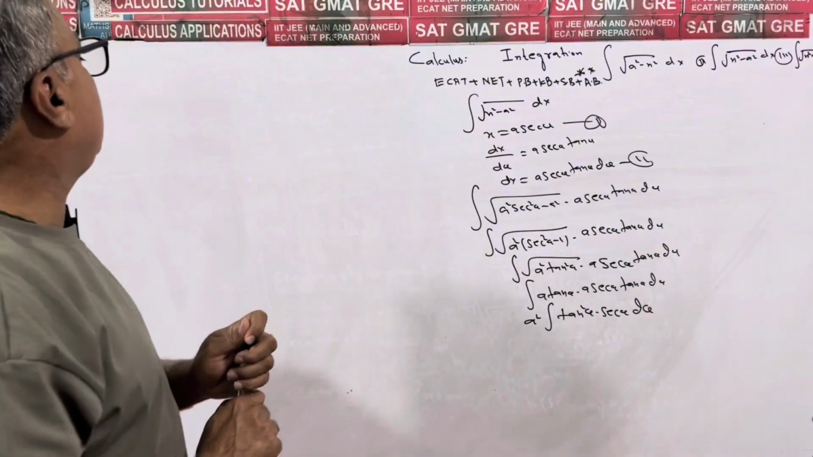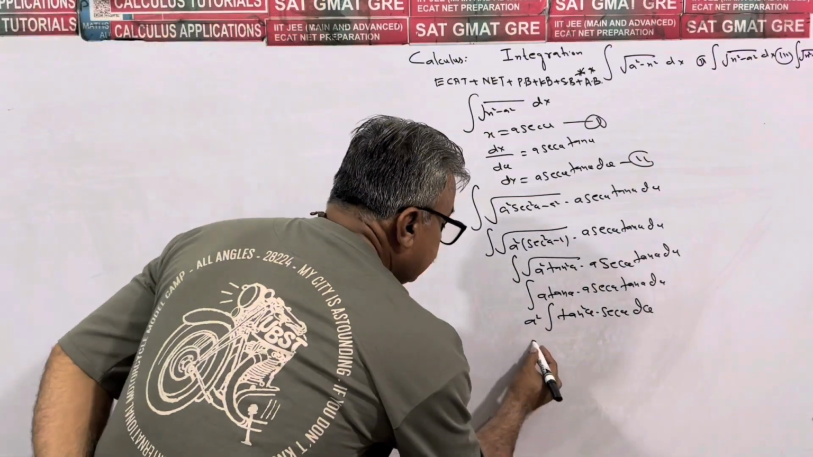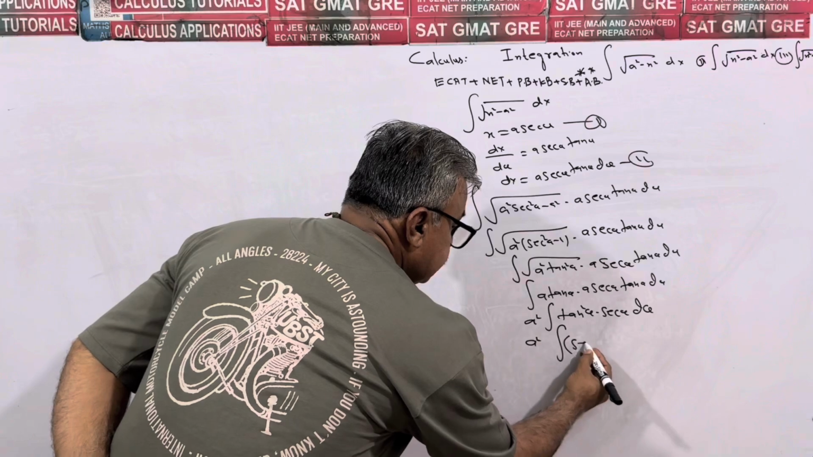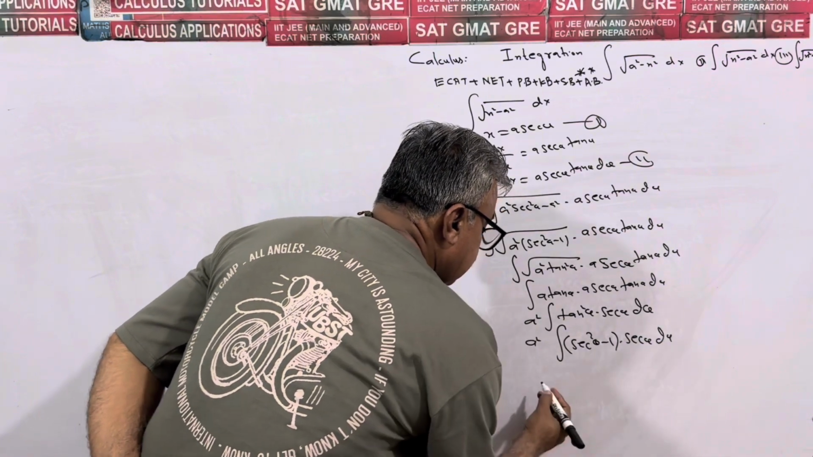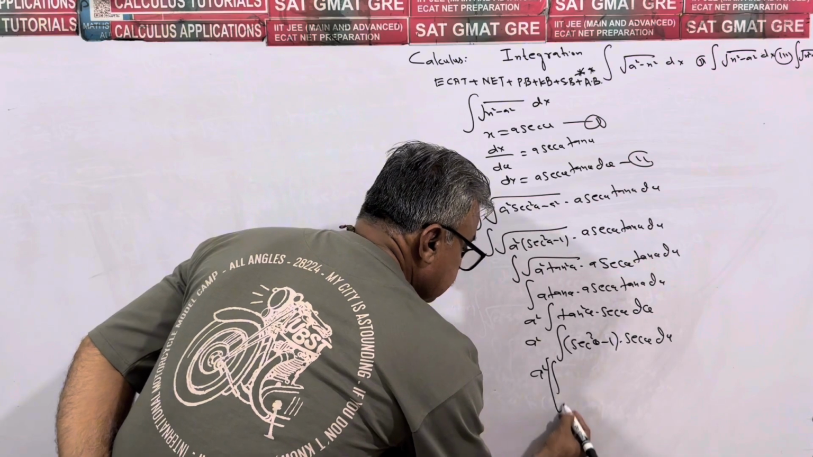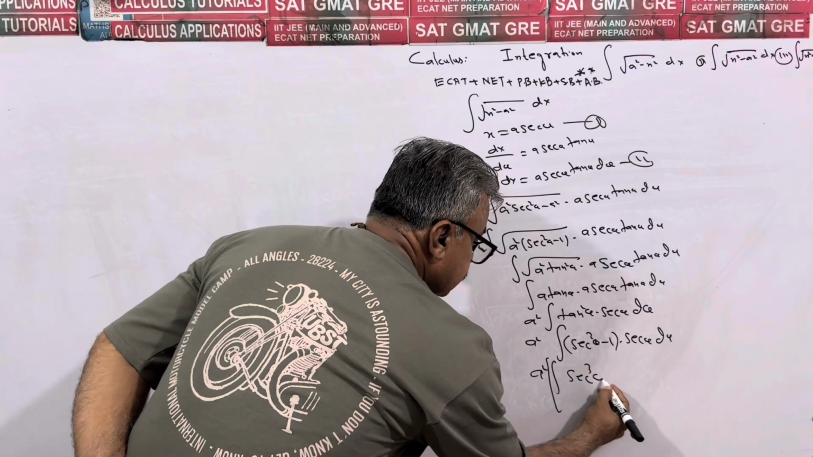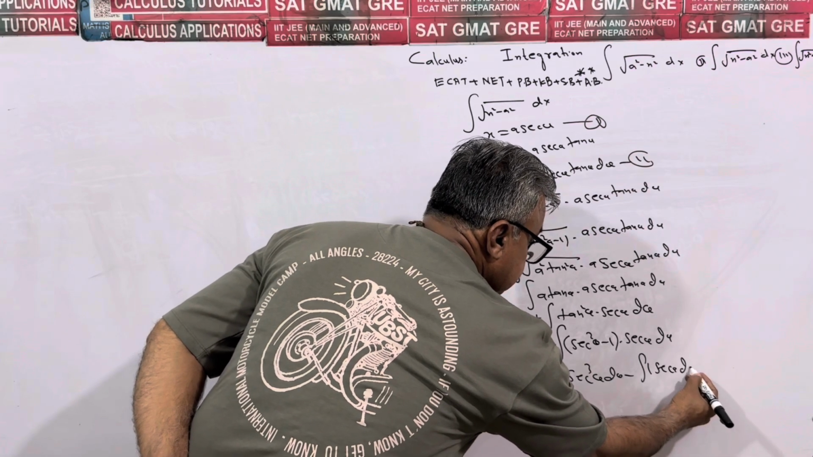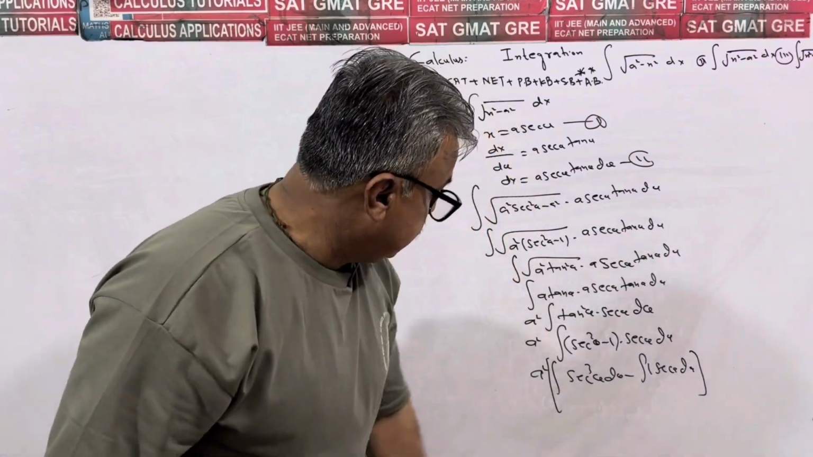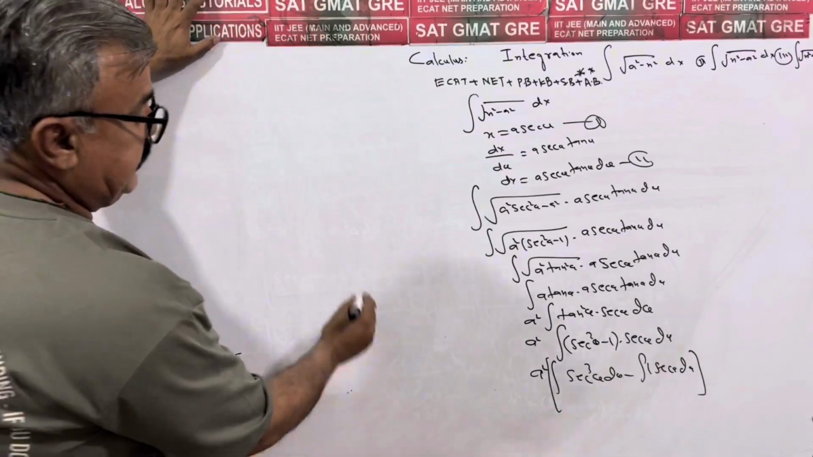Tan² is equal to sec² minus 1 from trigonometry. So a² times (sec² θ − 1) times sec θ dθ. Multiplying, it will become a² times the integral of sec³ θ dθ minus the integral of sec θ dθ. Okay, cool. I have already given you the idea of what the integration of sec is.